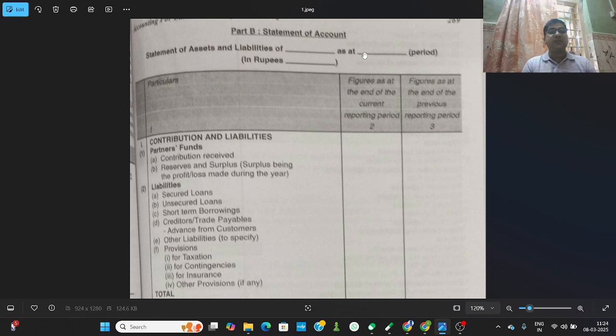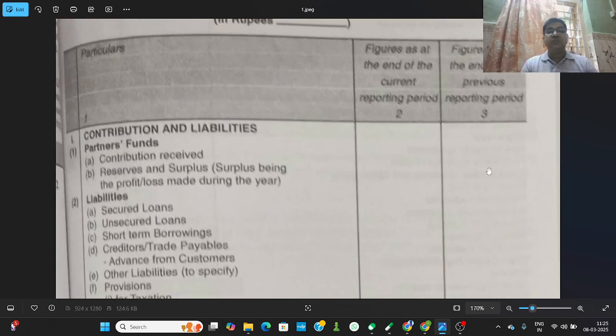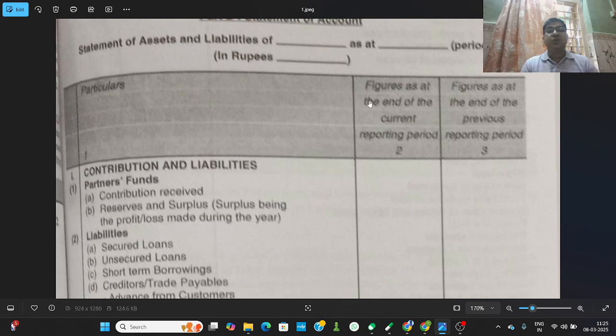You know the 12 months period starts from April and ends on 31st March. We have to write this balance sheet in rupees, sometimes in thousands, crores, or millions, whatever is mentioned. Then on the right hand side, two columns are there. The first column belongs to figures as at the end of the current reporting period, and the second column to figures as at the end of the previous reporting period. It means we have to mention the figures of the last year and the current year.